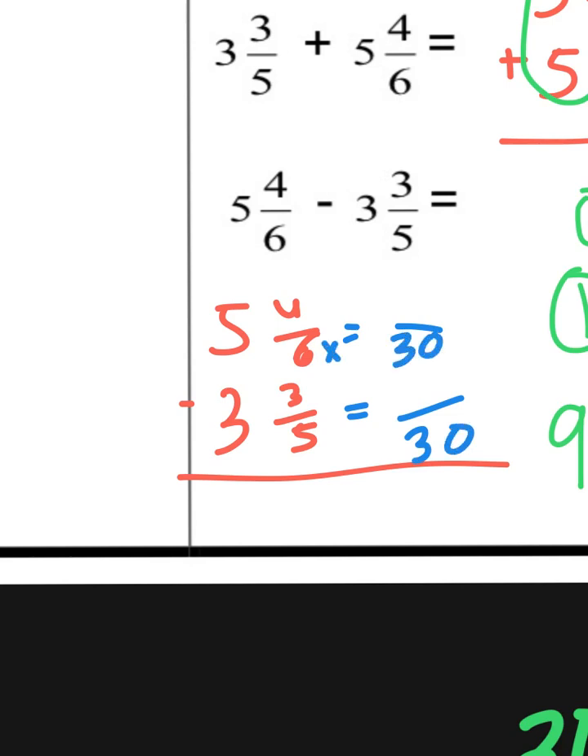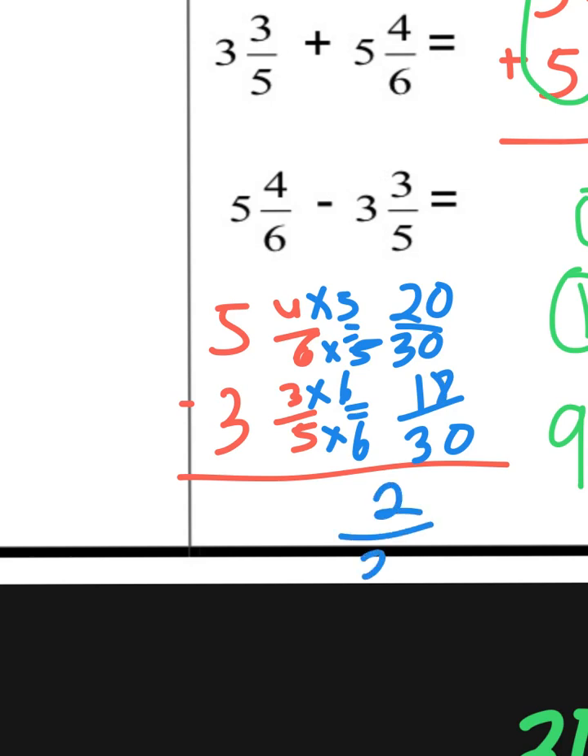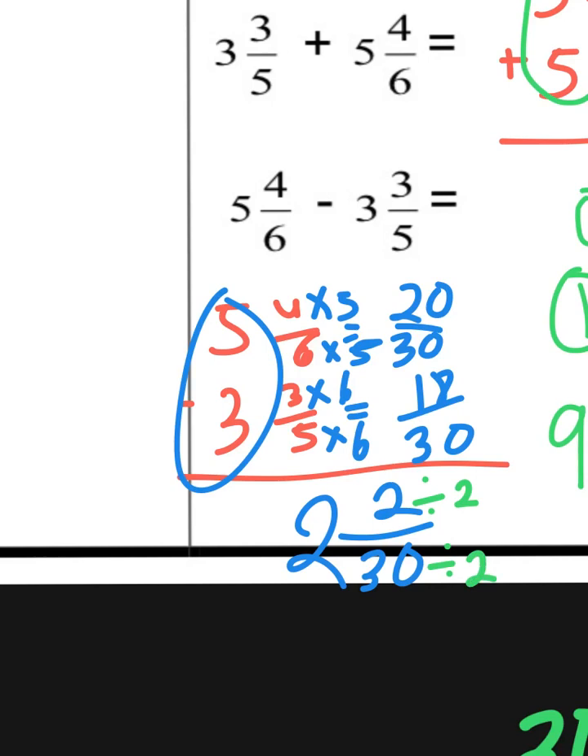This is times 5, times 5. That will give us 20. This is times 6, times 6, which gives us 18. 20 minus 18 is 2 out of 30. And of course 5 minus 3, the whole numbers, will be 2. You want to divide both the numerator and denominator by 2, giving us a final answer of 2 wholes and 1/15.